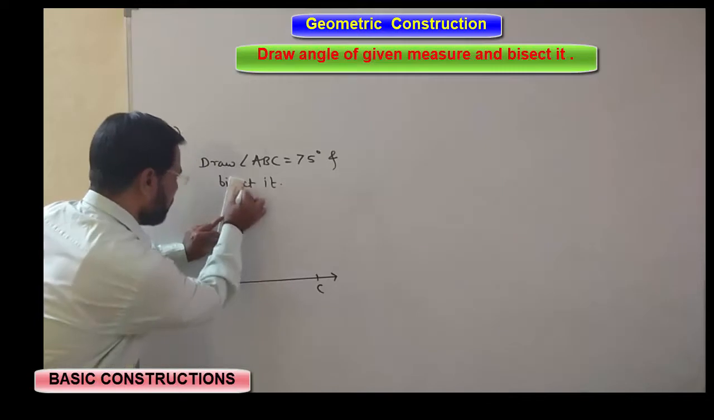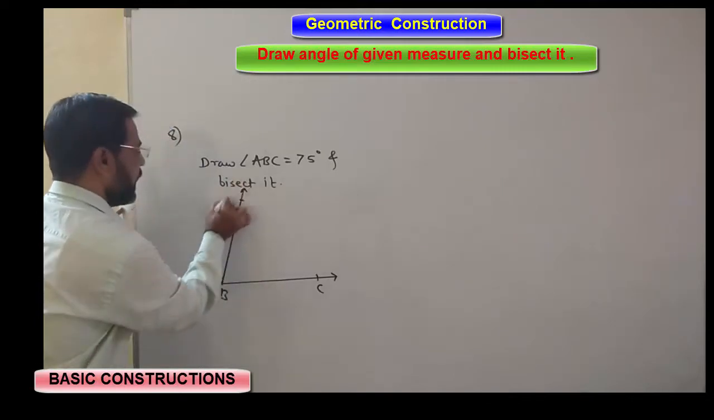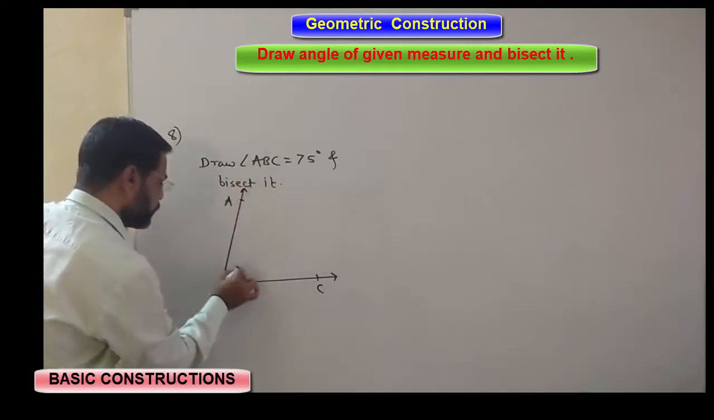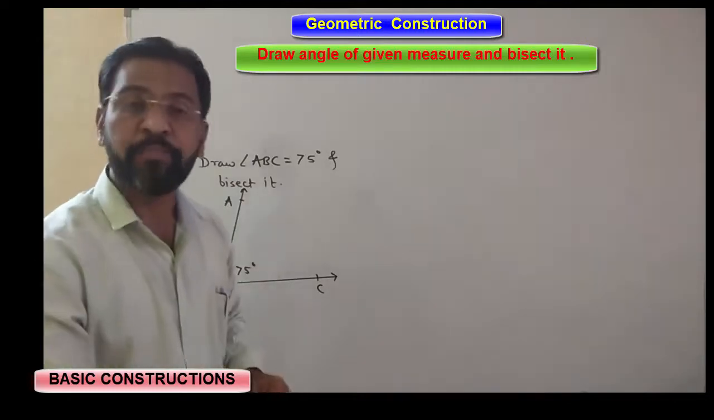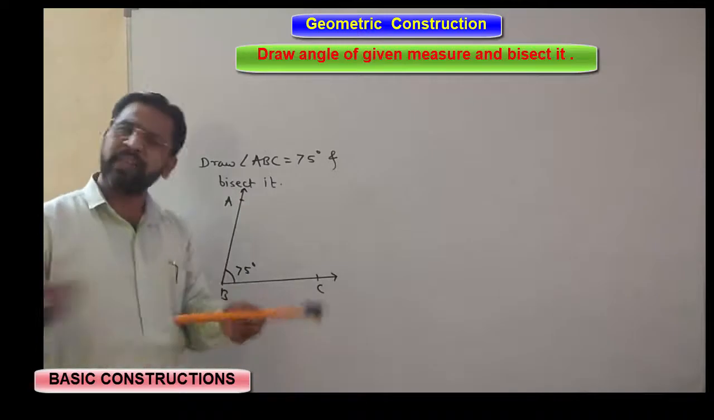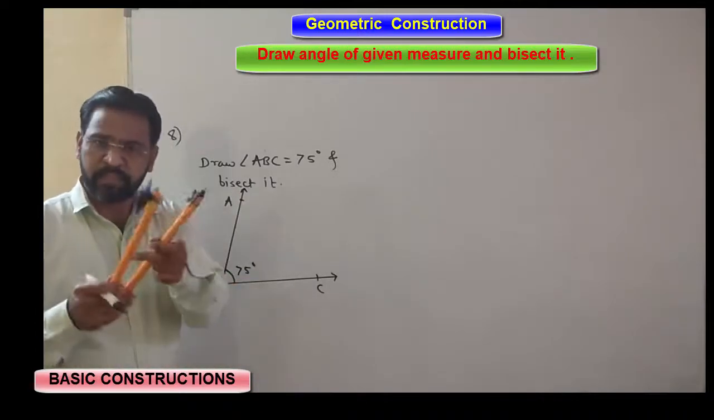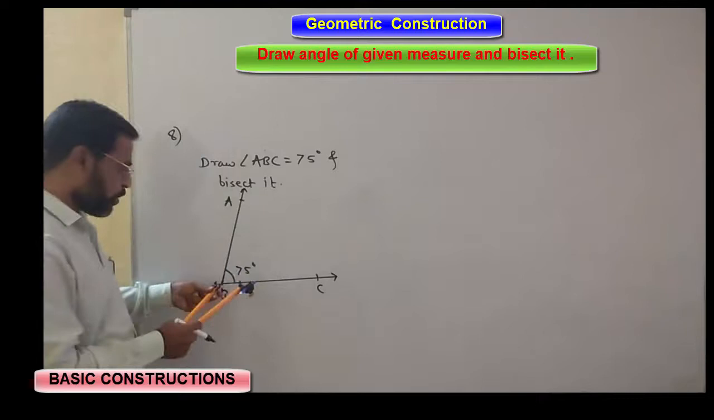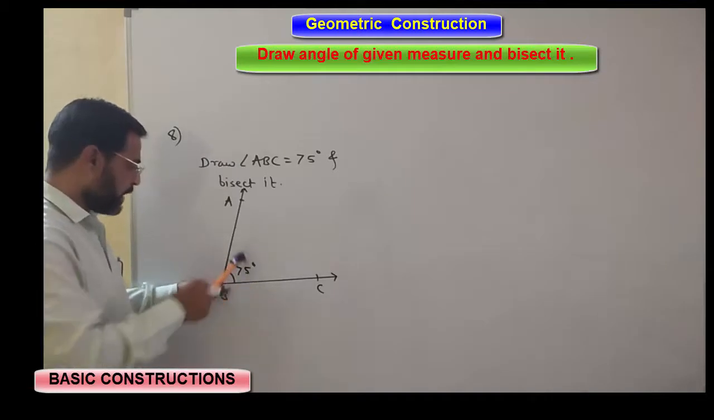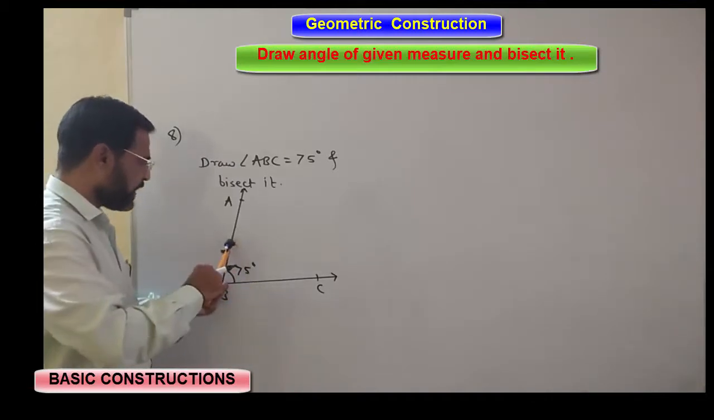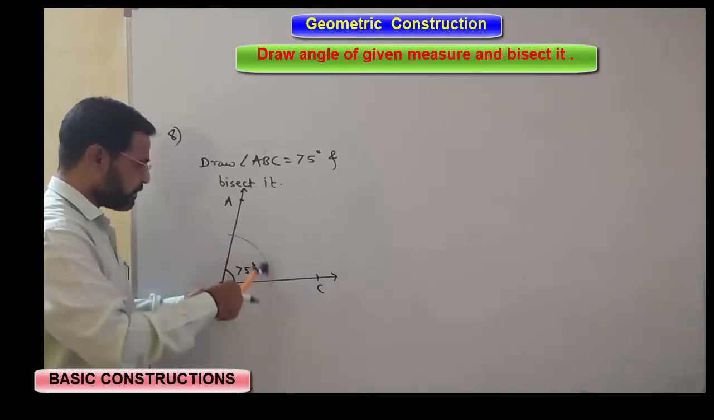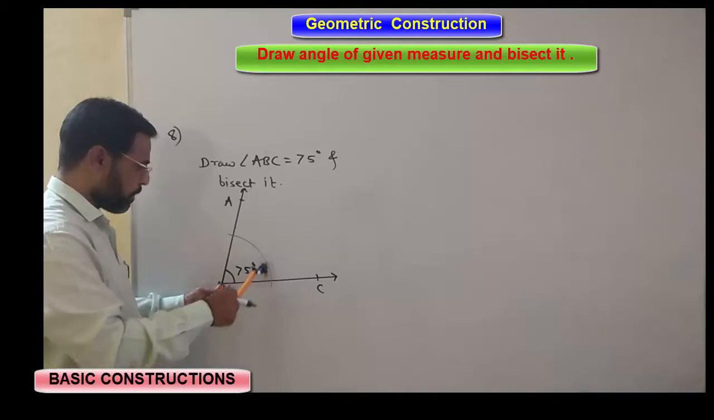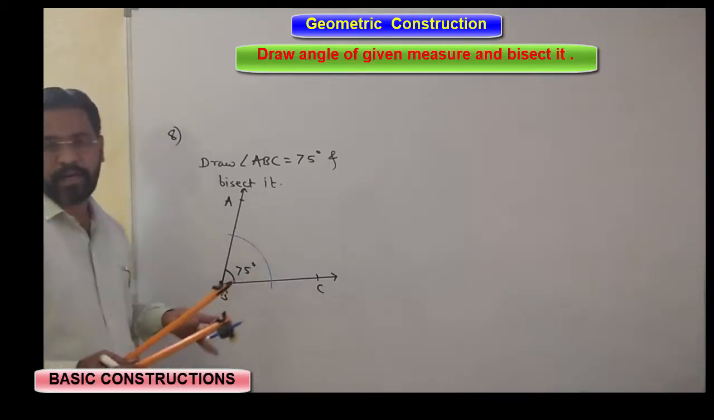Okay, this is angle ABC of measure 75 degrees. Now the next part is what? We can bisect that one. It is again a very simple part. Take some distance in the compass, put it on B, and draw one arc here. You can take any distance. Like this we can draw the arc here.